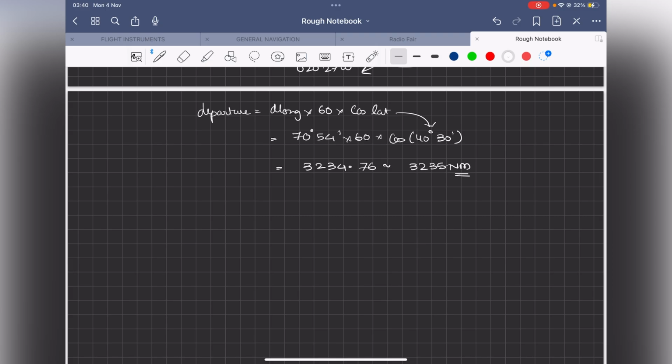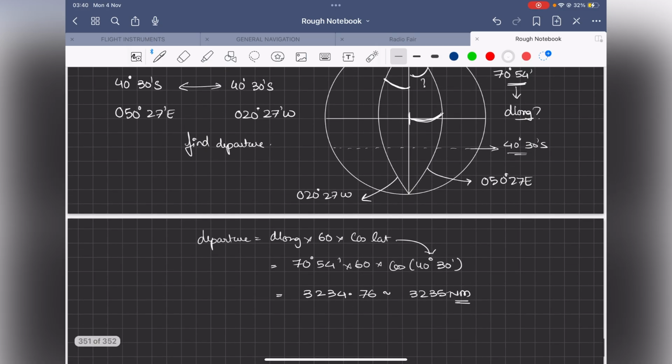Okay, so what have I calculated? I have now calculated that at this latitude, what is this distance in the middle between these 2 points? How much is this? I have calculated this line to be 3235 nautical miles. I hope that makes sense now.